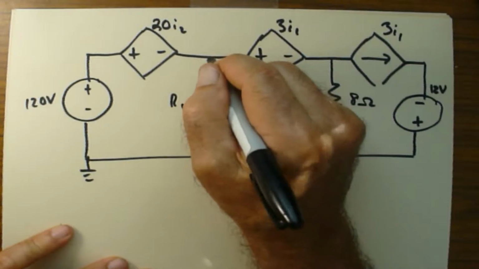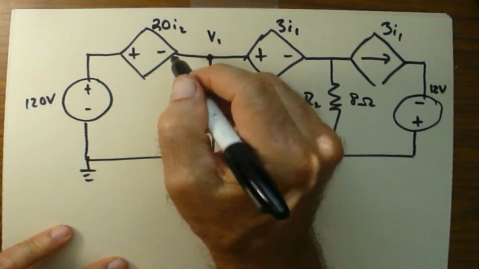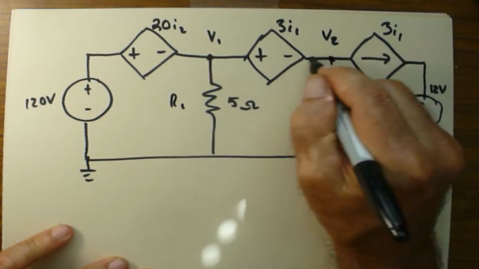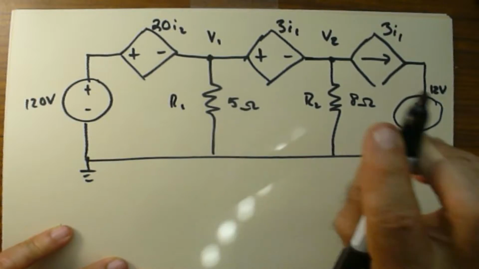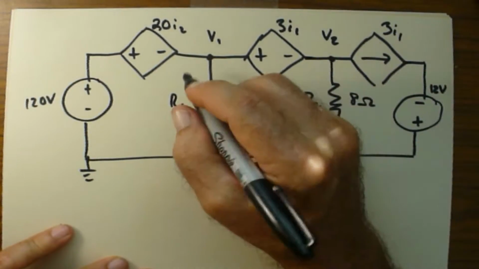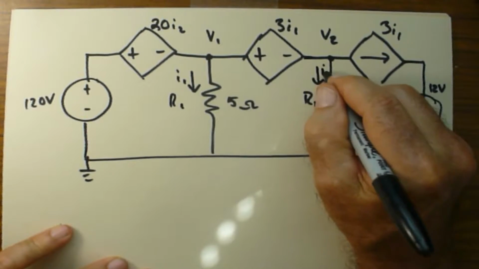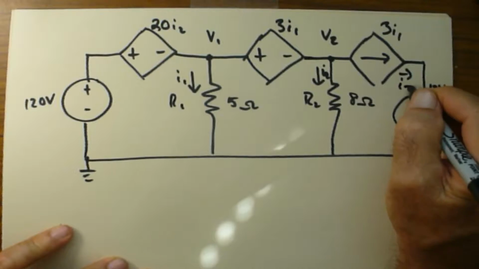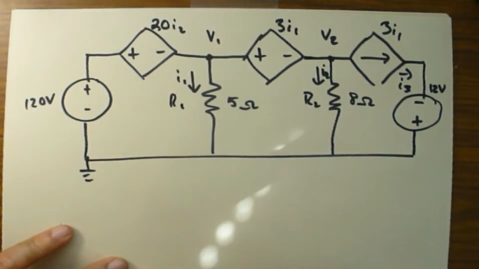And then we have a voltage at this node V1 on this branch, and another voltage V2 on this branch right here. So we also have some currents. This is I1, I2, and then this would be I3, and then of course we'll figure out what some of these currents are. So how do we solve this problem?